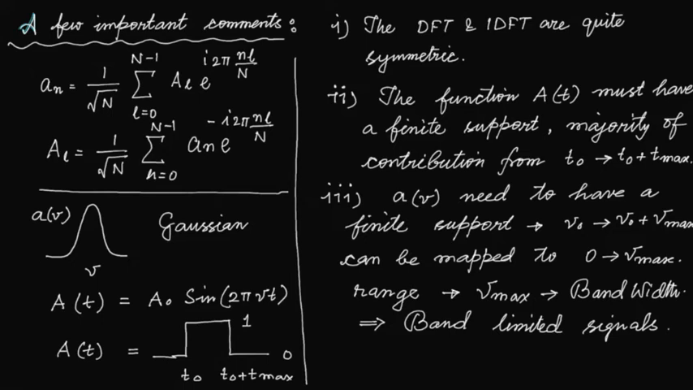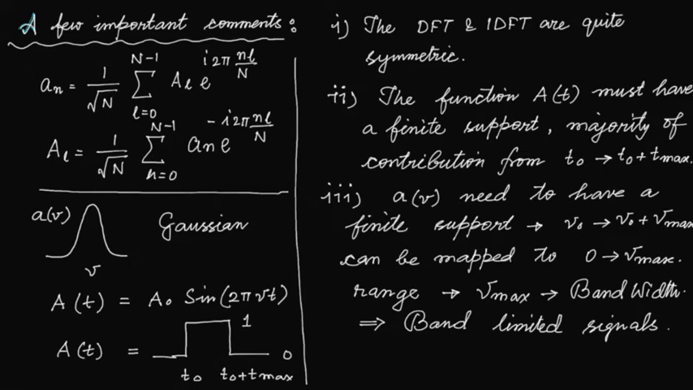So that is, I can say nu 0 and nu 0 plus some nu max. But we can always map it to 0 to nu max. This is because of the shift theorem. You can always again map it to 0 to nu max. Which means that in frequency also, if the signal has finite frequency response within a frequency range, then only the DFT will work.